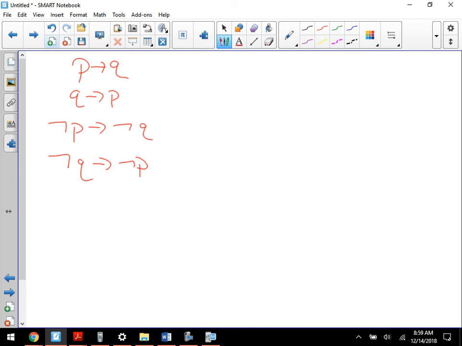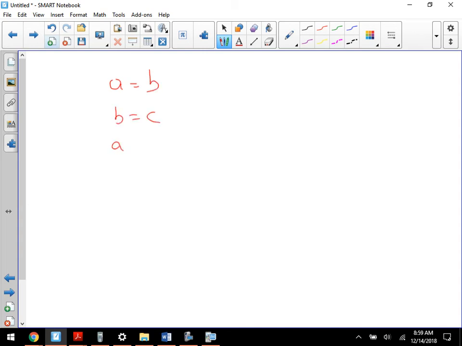Detachment or syllogism? Detachment was the one that was very, very choppy. Syllogism was the really simple one. A equals B, B equals C, A equals C. That was the syllogism. I'm taller than you, you're taller than her, I'm taller than her. It just flowed. Detachment, chop.